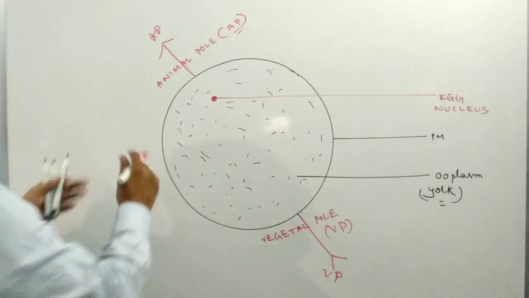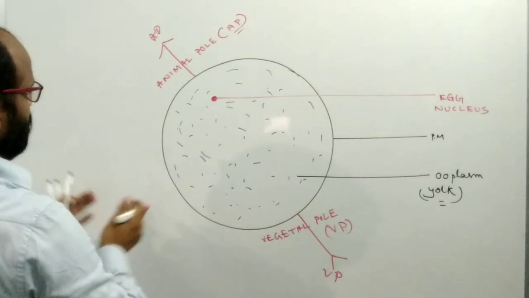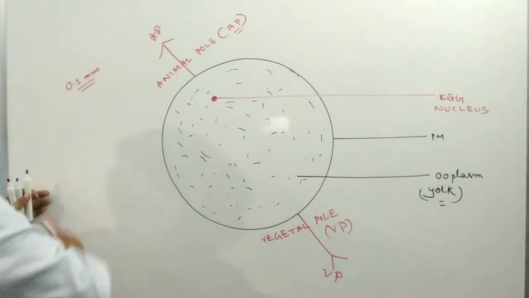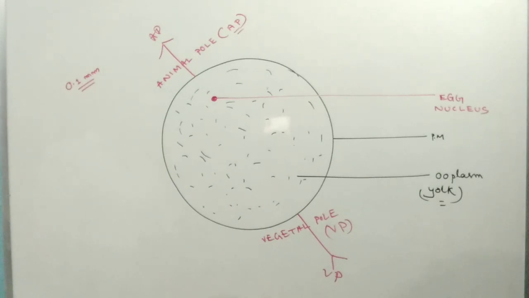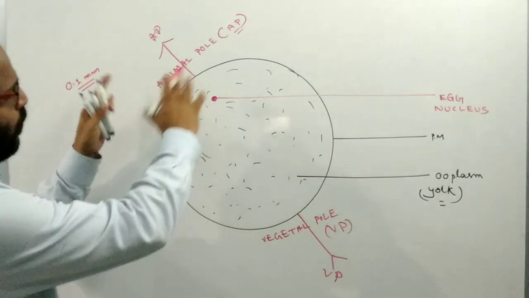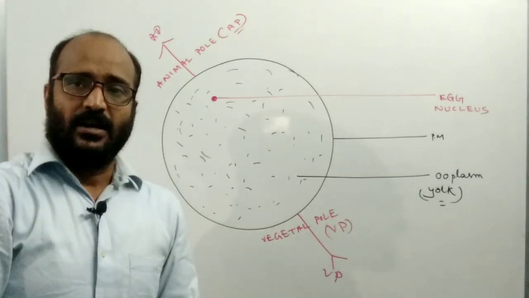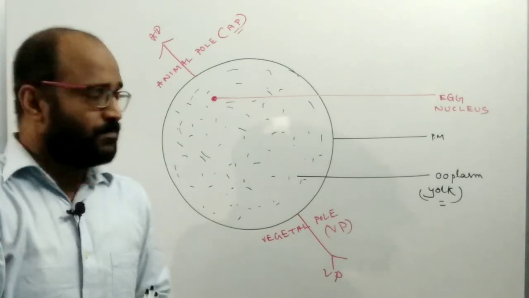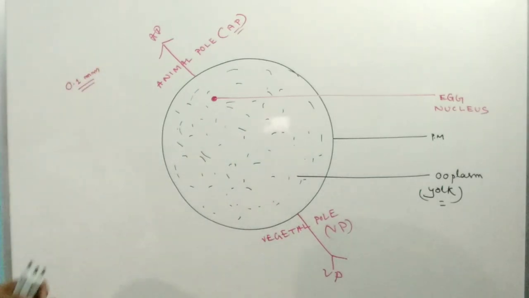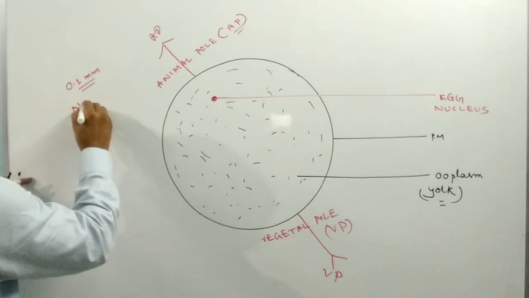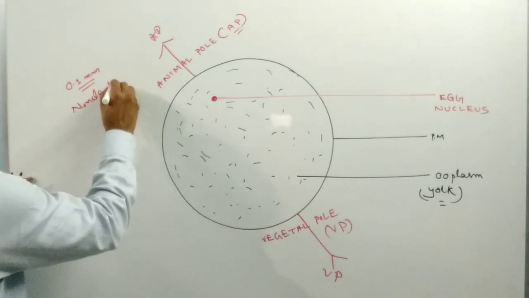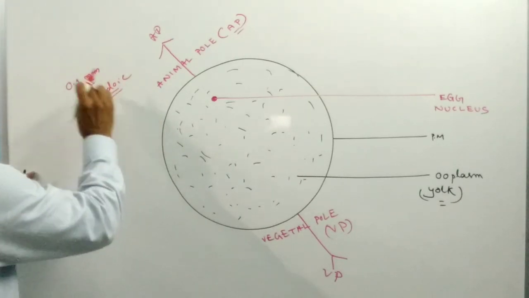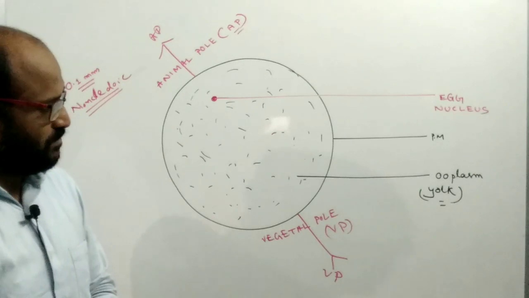This is about the human ovum, which is about 0.1 mm in diameter. And there is no shell made up of calcium carbonate like in the case of chick. That's why it is non-cleidoic. Non-cleidoic means without shell. There is no shell made up of calcium carbonate.